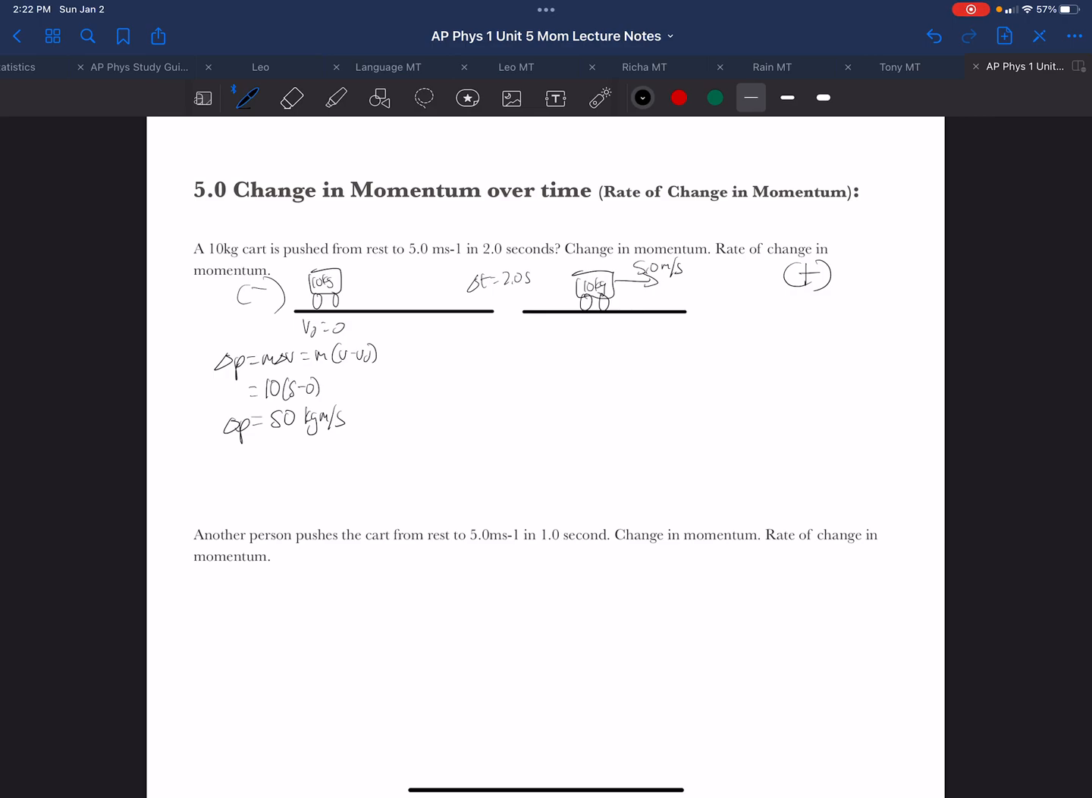What is the rate of change in momentum? Well, delta P over delta T is 50 divided by 2.0. So it's 25 kilogram meters per second squared.